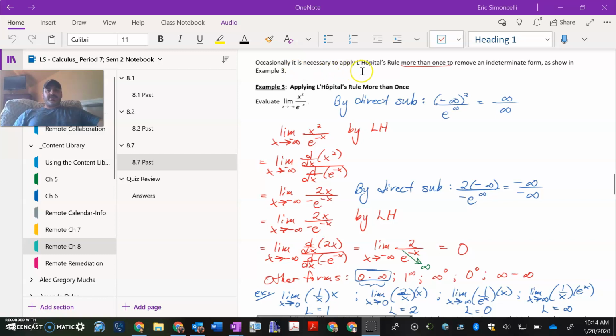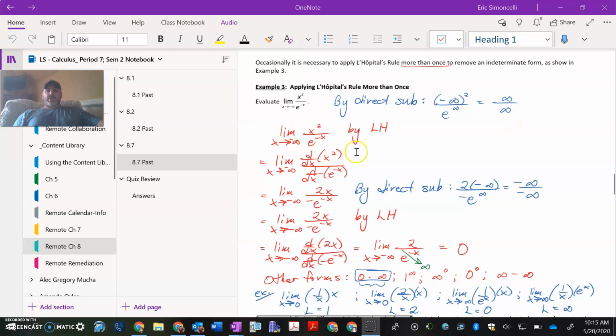Occasionally it is necessary to apply L'Hopital's rule more than once to remove an indeterminate form, as shown in example 3. So example 3, evaluate the limit as x approaches negative infinity of x squared over e to the negative x. We'll first try direct substitution. If you plug in negative infinity for x in the numerator and the denominator, you do in fact end up getting infinity over infinity.